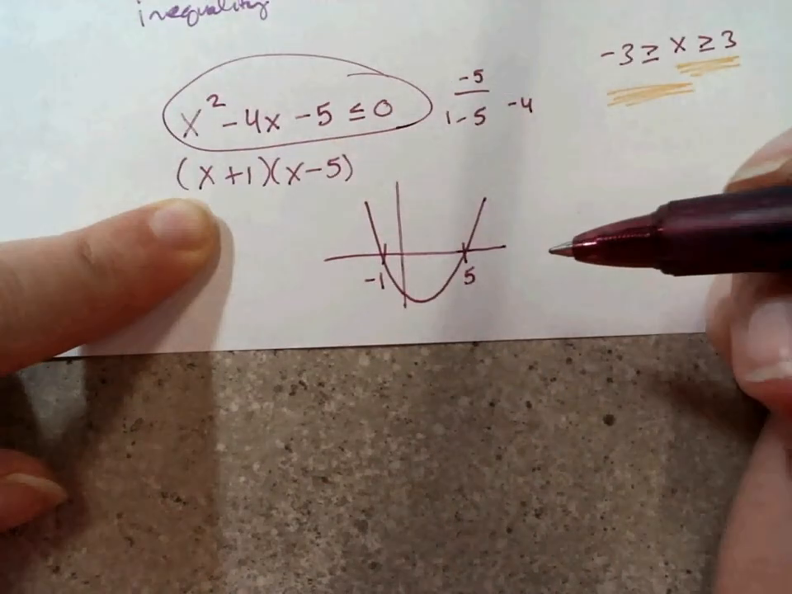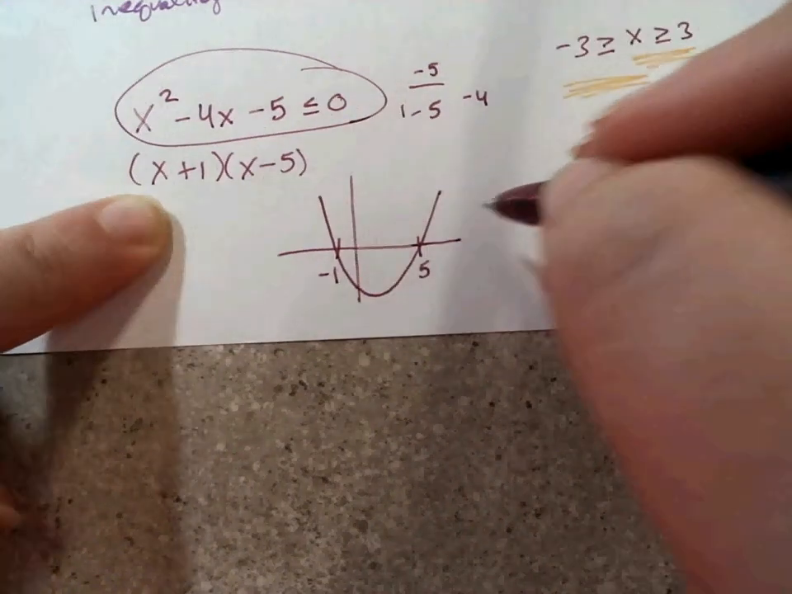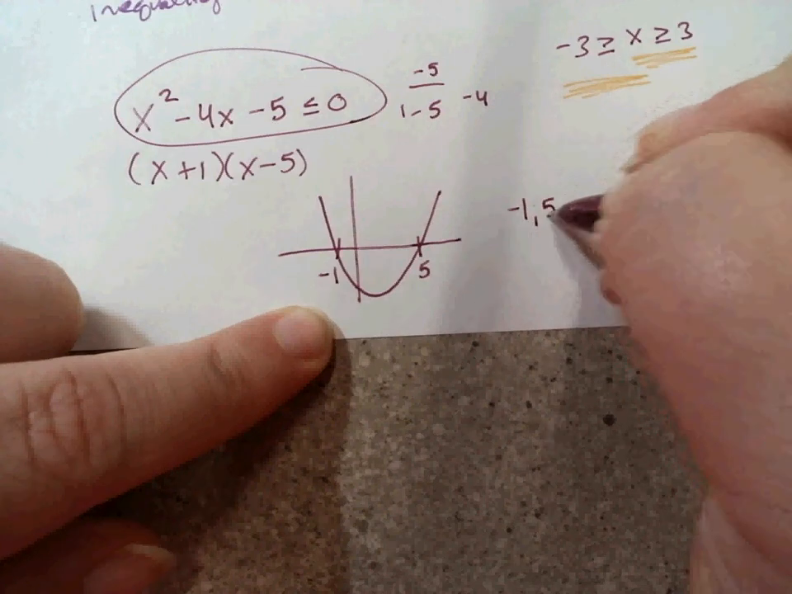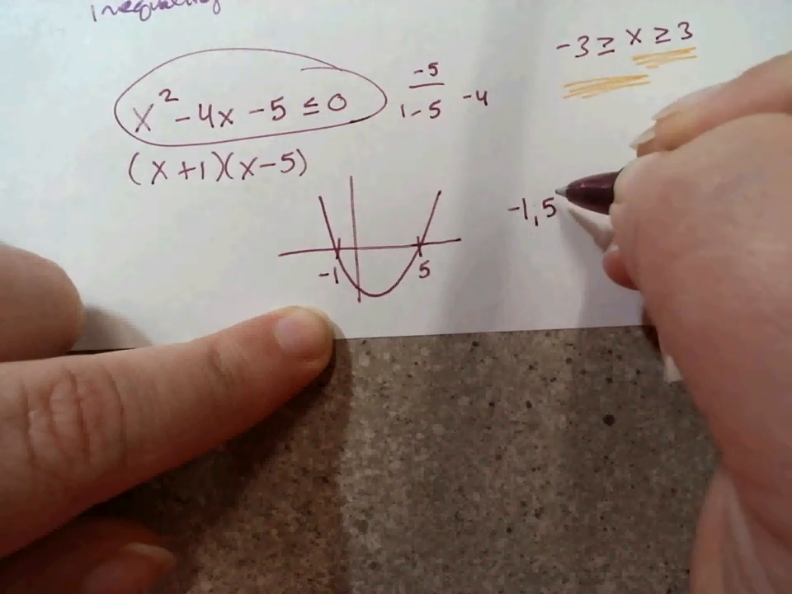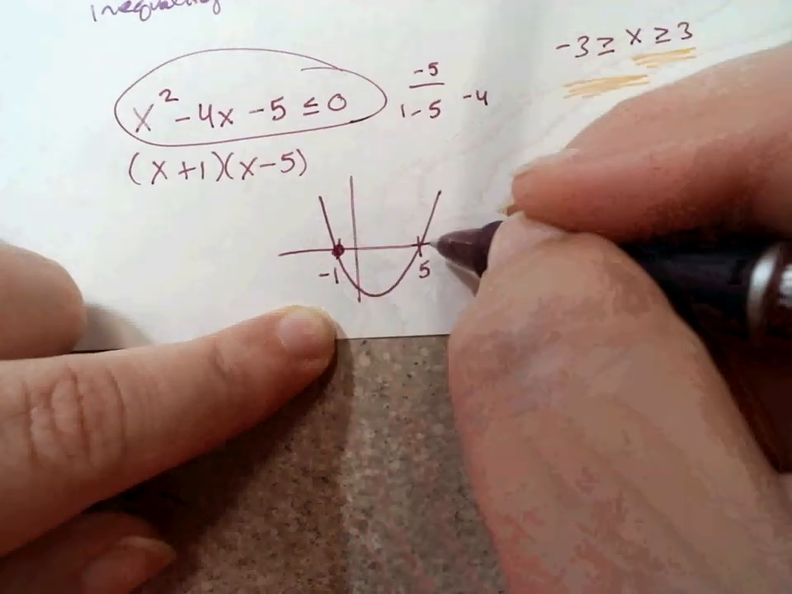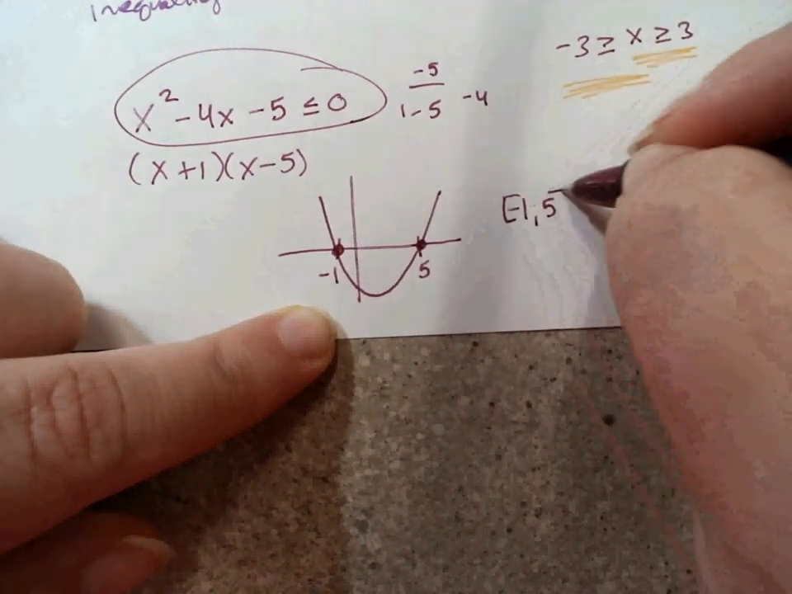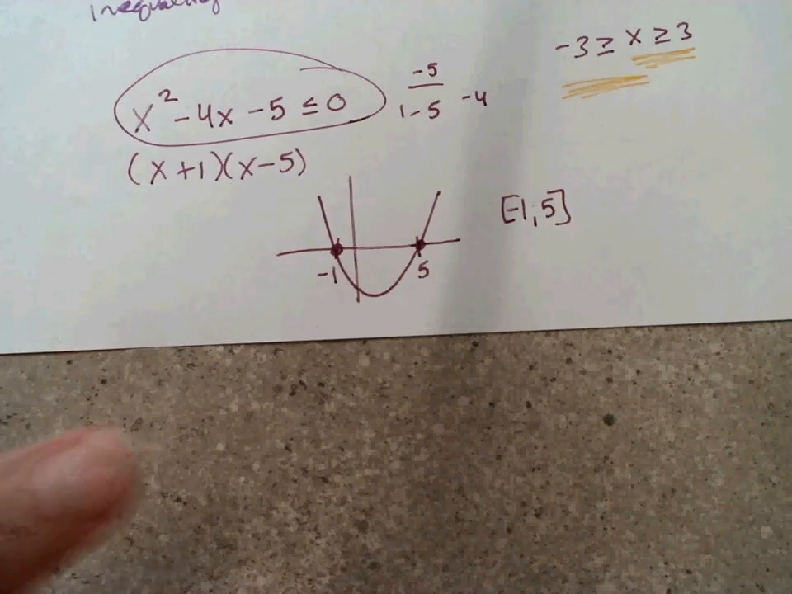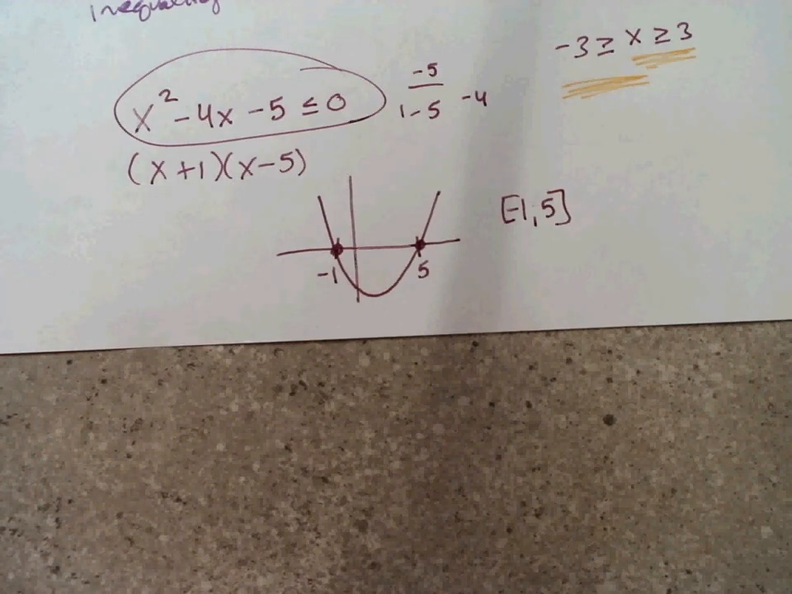So can you guys tell me where this function is less than or equal to 0? Between negative 1 and 5, including or not including them? It says equal to. And at negative 1 and at 5, we are equal to 0. And so there we go. So that would be my answer, negative 1 to 5. Okay. Hopefully that helps.